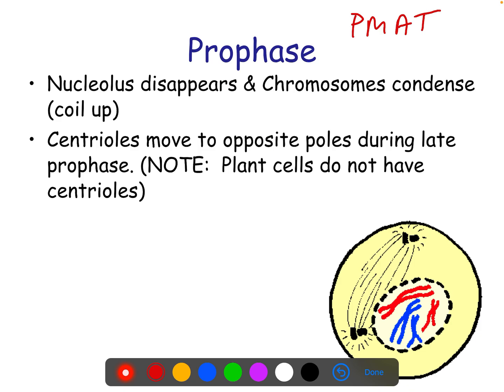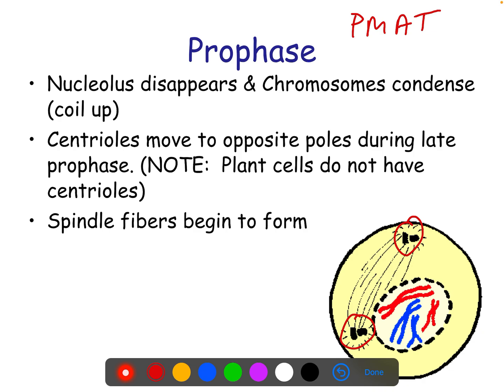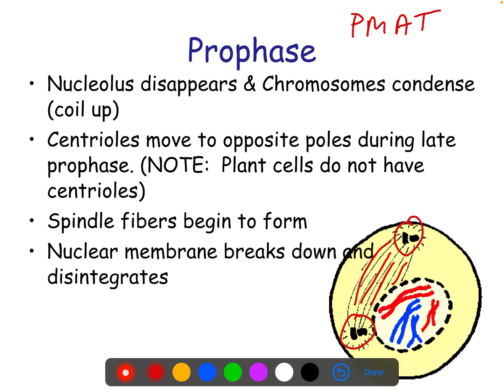Centrioles will move to opposite poles. These are the poles here, and those are the centrioles. Spindle fibers will begin to form. These are the microtubules I mentioned a few minutes ago, which will facilitate the movement of the chromosomes. And then the nuclear membrane will begin to break down. And it has to break down when you think about it, because it's got to release the genetic information on the inside. And so this is what prophase looks like.